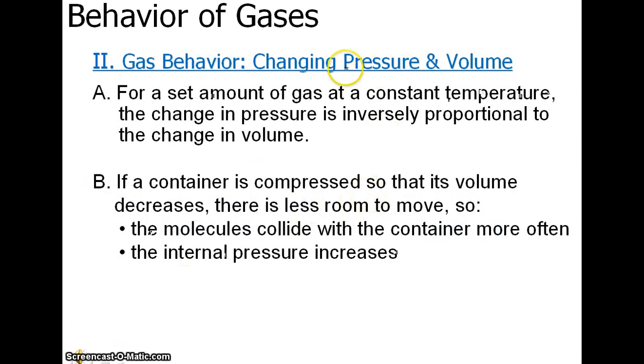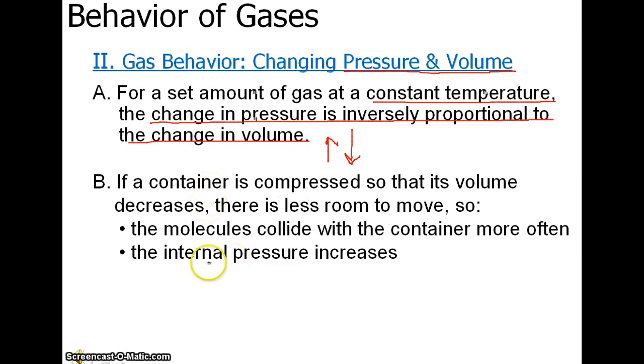First relationship we're going to look at is the relationship between pressure and volume. And what this says is if you have a set amount of gas, meaning it is constant, you're not adding more, you're not letting some leak out, if it is at a constant temperature, so changing temperature is not a factor, if you change the pressure, that change is going to be inversely proportional to the change in volume. Inversely proportional means that as one goes up, the other one is going to go down. So it's sort of like a seesaw where as pressure goes up, volume goes down.